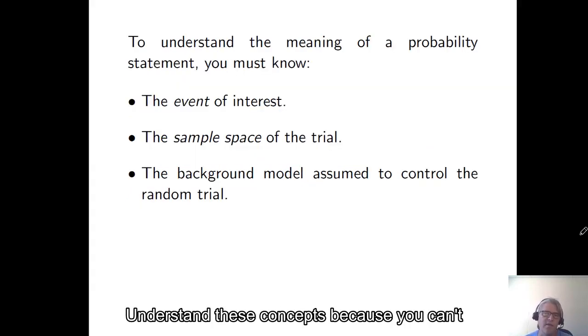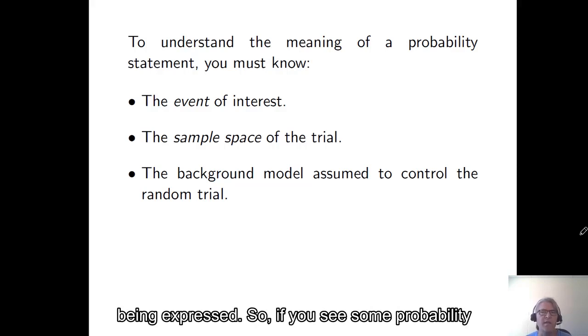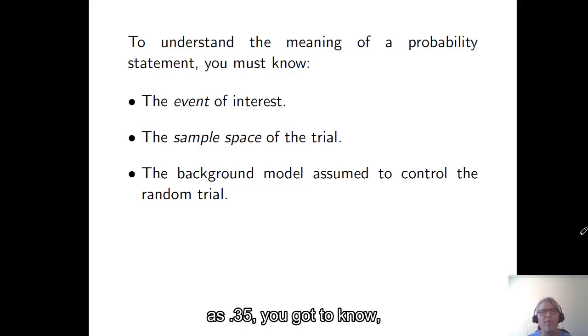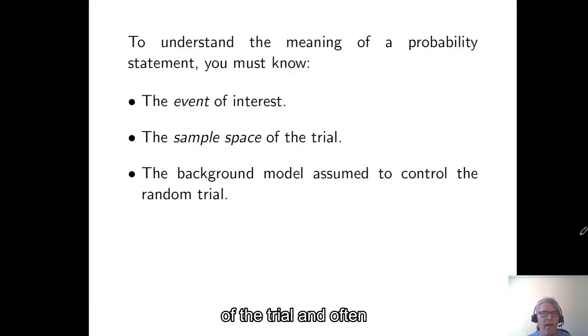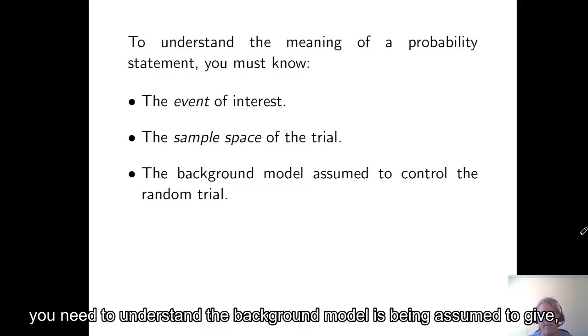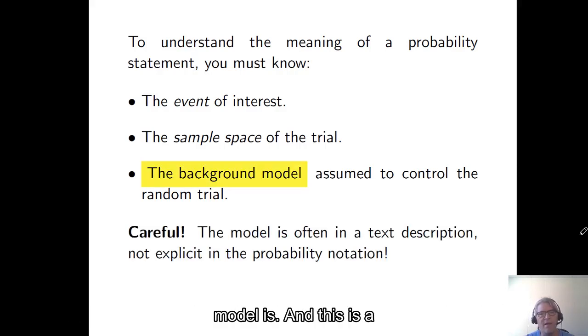So it's crucial to understand these concepts because you can't really understand the meaning of a probability statement that you see unless you know what event is being expressed. So if you see some probability as 0.35, you've got to know 0.35 of what event. You have to know what the other options were. You have to understand the sample space of the trial. And often you need to understand the background model that's being assumed to give you those numbers, or at least have a sense of what that model is.